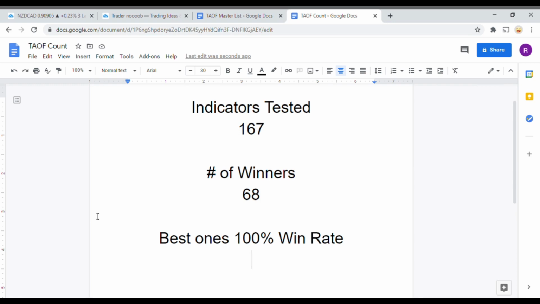So to date, we have tested 167 indicators. And out of those 167 indicators, 68 of them have been winners, which means that they have met or exceeded the 60% win-loss ratio threshold that we have set for them. The best ones so far were able to achieve a 100% win rate.